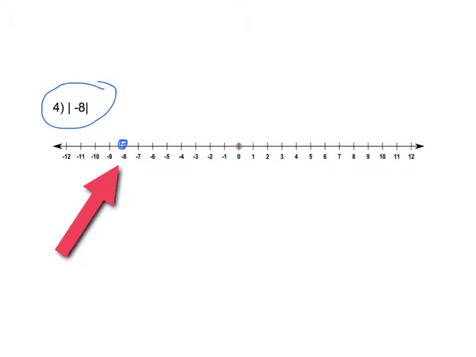to 0. So we go 1, 2, 3, 4, 5, 6, 7, 8. So the absolute value of a negative 8 is a positive 8.